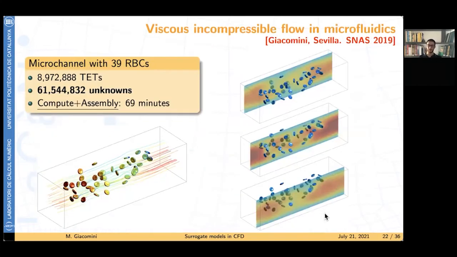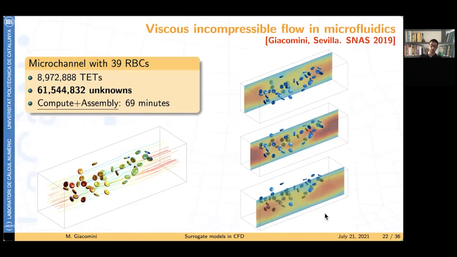We can push it even more. This is a collaboration with Ruben Sevilla going to microfluidics, so neglecting every contribution of inertia. So here we have an application of the Stokes equation to microfluidics. This is a microchannel with 39 red blood cells. I'm showing here the streamlines with the pressure distribution on the red blood cells and three snapshots of the velocity, three sections, sorry, of the velocity.